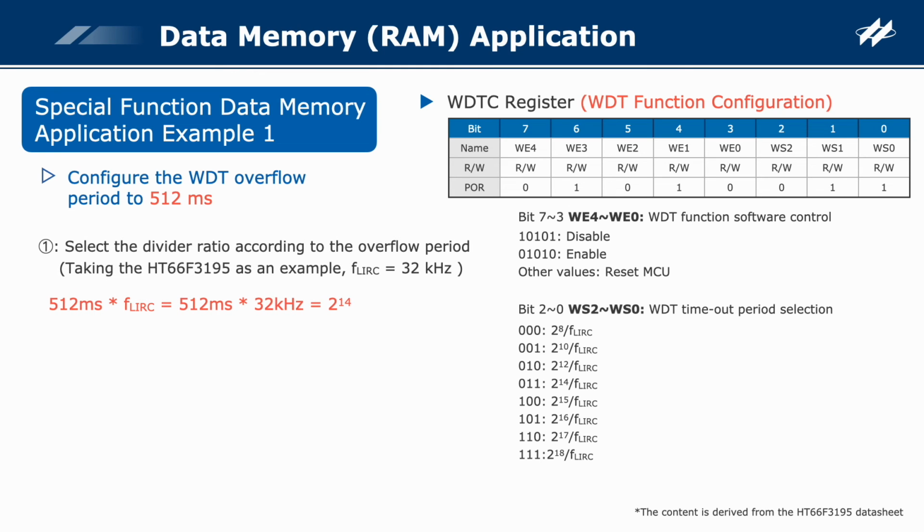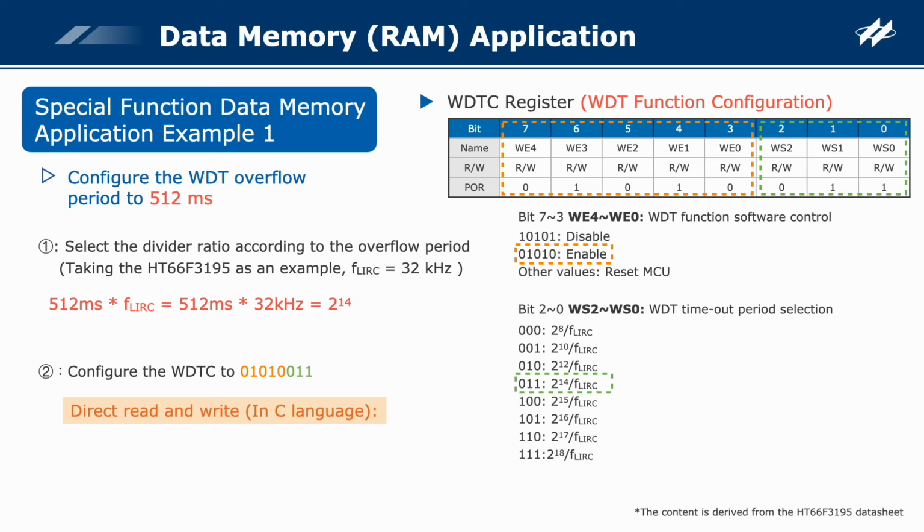The first step, select the divider ratio according to the overflow period. The second step, the WDTC register is set to 01010011 through the program. If using the direct read and write methods, just assign the value to the WDTC register.